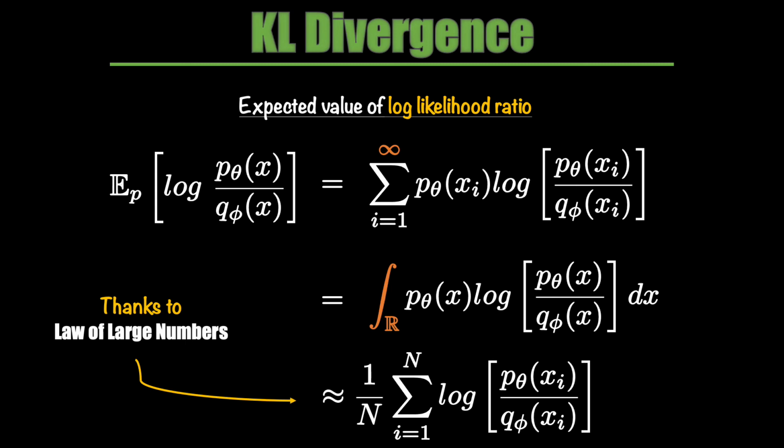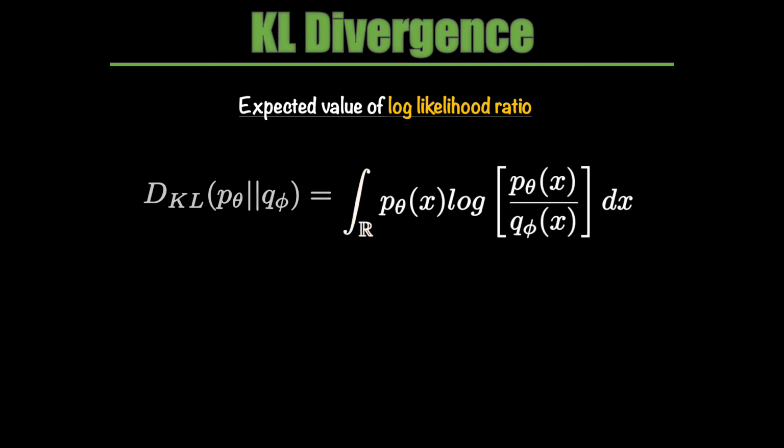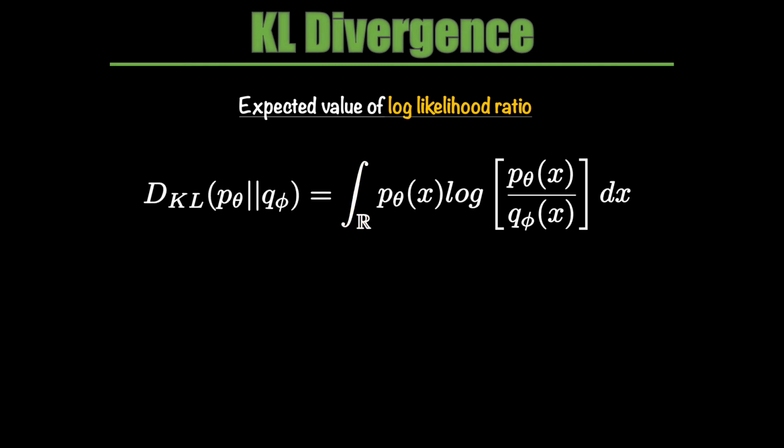This means we can also write the expected value of the log likelihood ratio, or simply put KL divergence, as the arithmetic mean, provided we use many samples. Now note that this holds true for both discrete random variables as well as continuous random variables. So we can use the same approximation. This is another notation that you need to get familiar with. Here D on the left hand side stands for divergence, and KL, you know what it is.